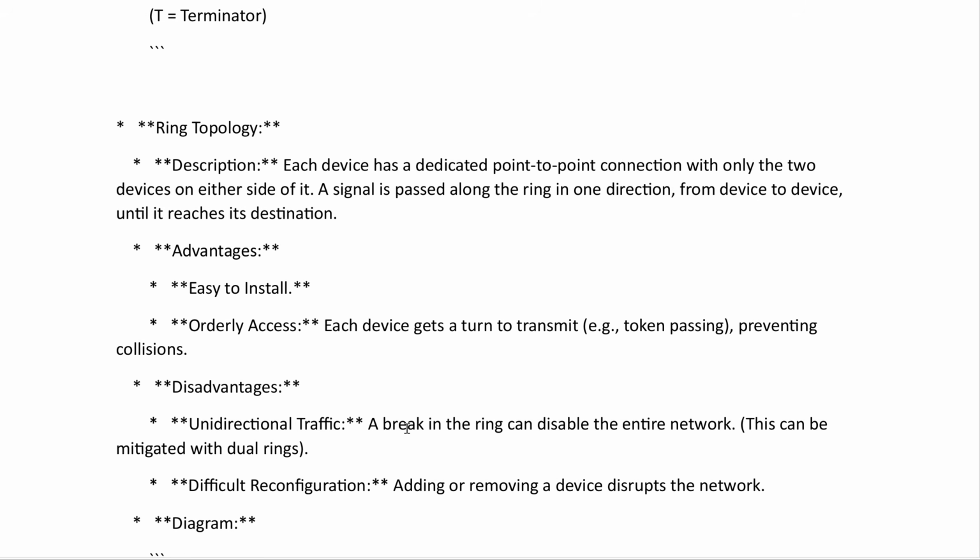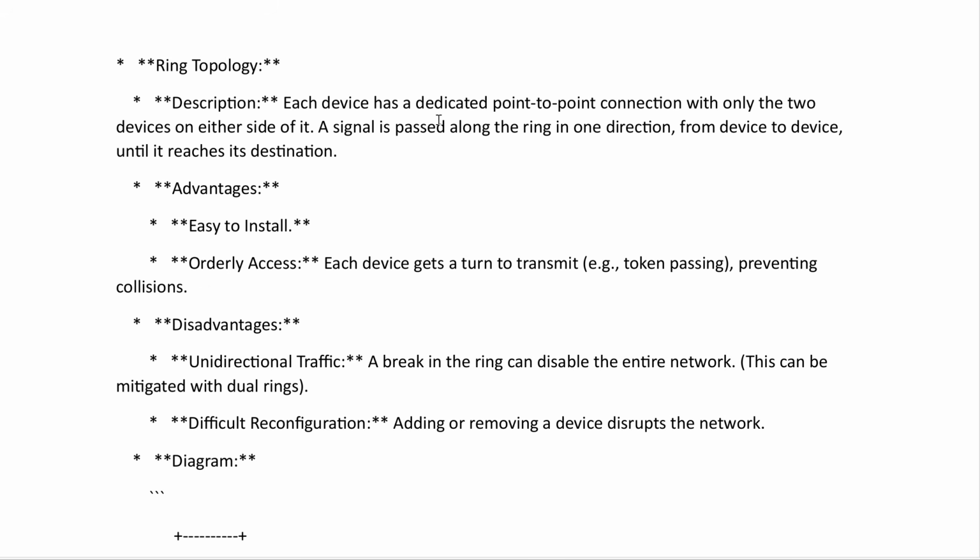Next is the ring topology. In ring topology, each device has a dedicated point-to-point connection with only the two devices on either side of it. A signal is passed along the ring in one direction from device to device until it reaches its destination. Advantages of ring topology are: it is easy to install. Ring topology provides orderly access, that is, each device gets a turn to transmit through the token passing mechanism, preventing contention or collisions.